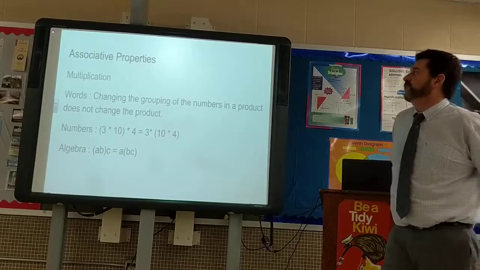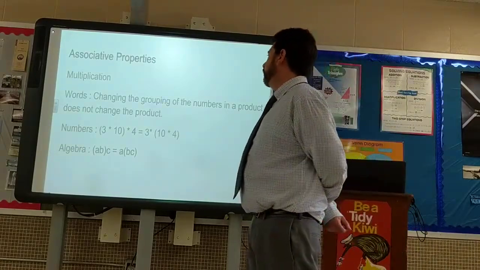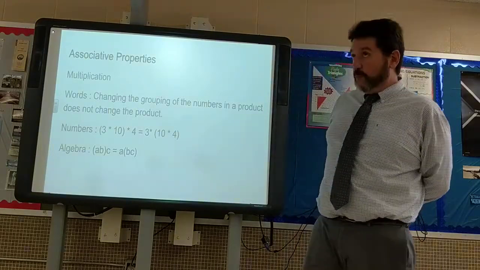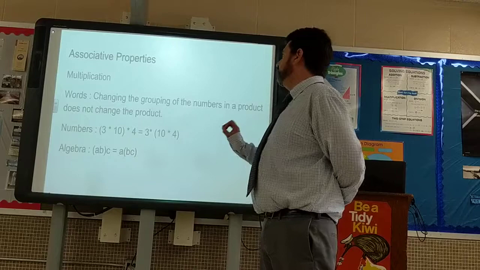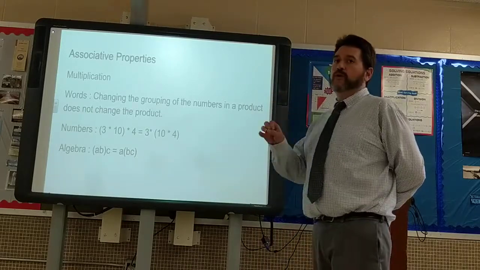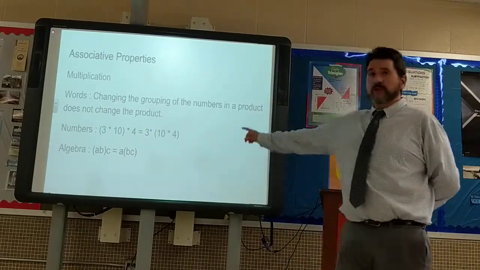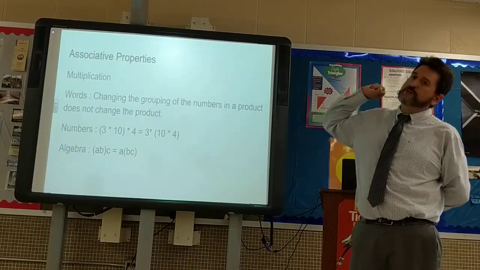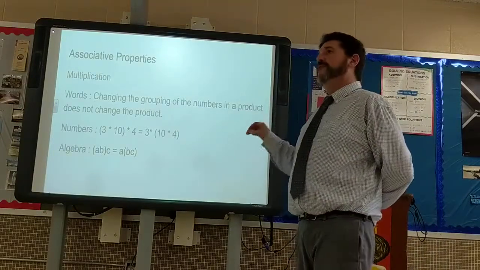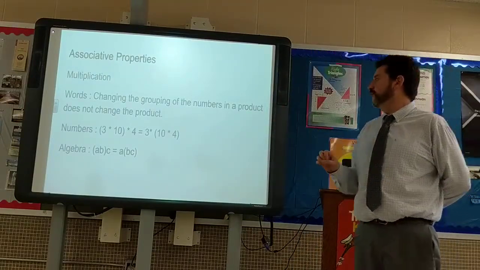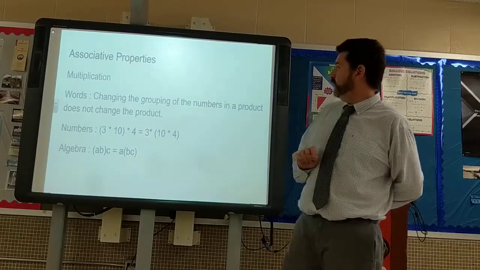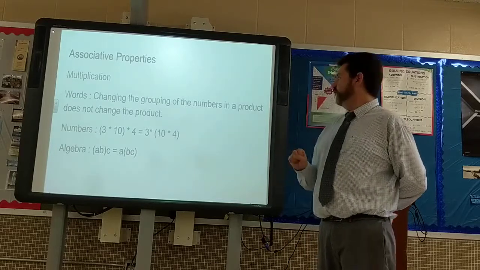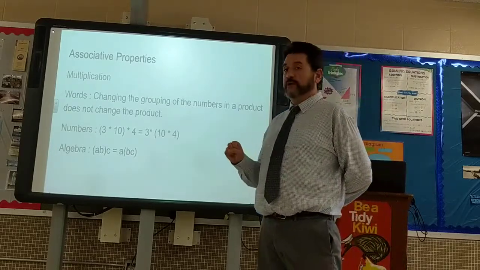When we look at the associative properties in multiplication, in words, we can change the grouping of the numbers in a product, and it won't change the product. So you can change the grouping of numbers in a product, it will not change the product. For example, (3 times 10) times 4 is going to give you the same product as 3 times (10 times 4). 3 times 10 being 30, times 4 being 120. Or we can do it the other way. 10 times 4 gets us 40. 40 times 3 is 120.